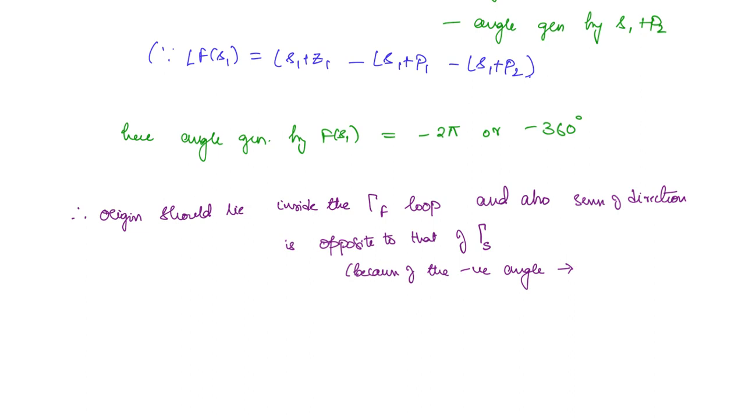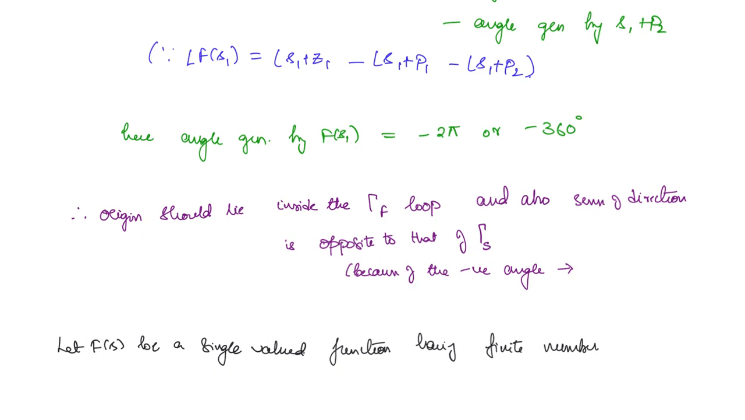So what is the conclusion? Let f of s be a single valued function, which means for each and every value of s there is going to be a unique value of f of s. Okay, so that's all. Let f of s be a single valued function having finite number of poles and zeros.